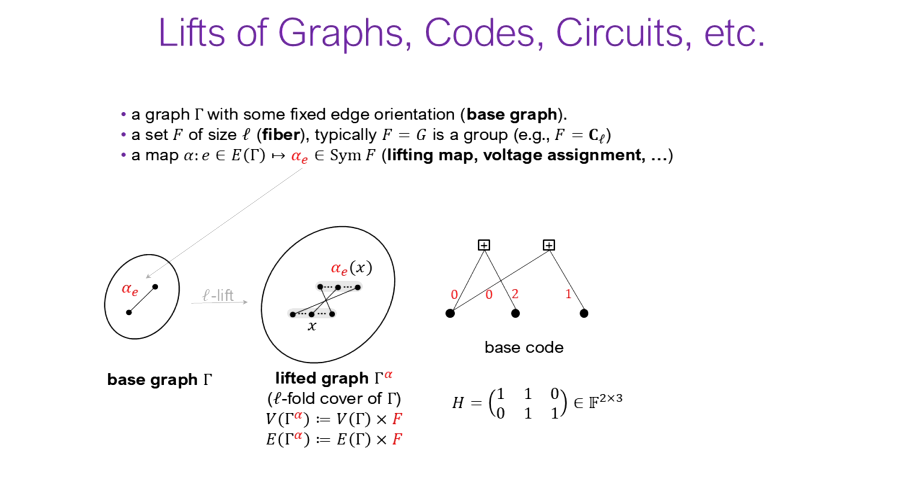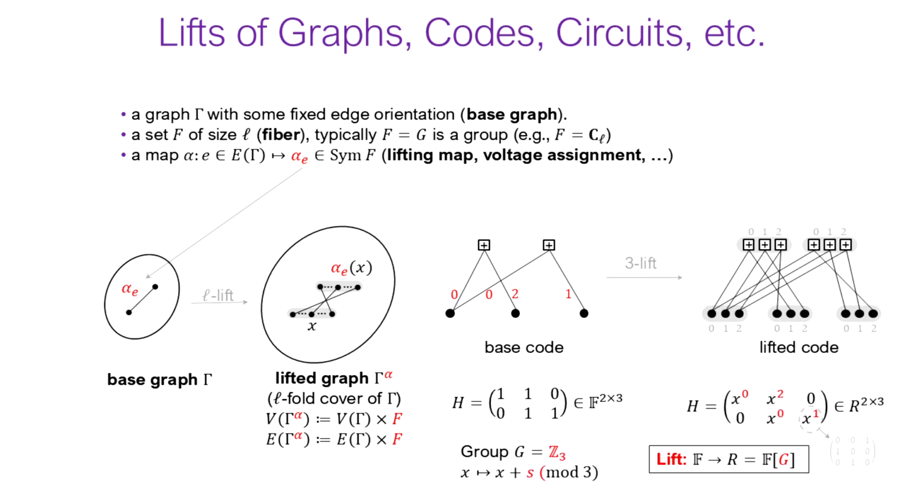If we start from this very small graph, we can obtain, for example, a three times larger graph. In this case I use just the cyclic group of order 3, and these labelings are just shifts, but in general, by analogy, we can use any group, and instead of shifts, we just perform multiplication in this group. What we obtain is usually called a lifted code.